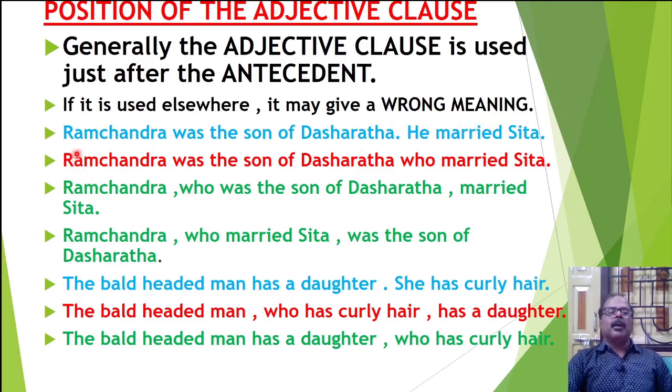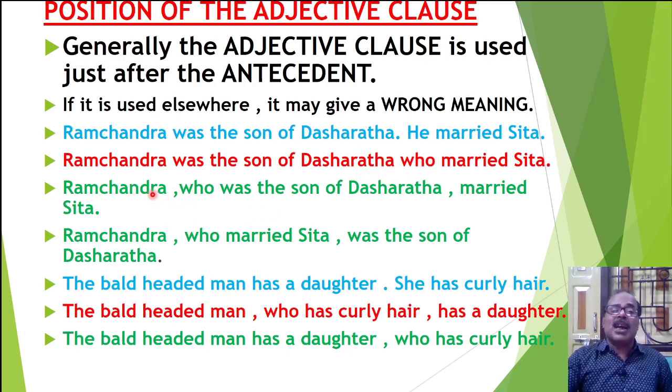See the example. Perhaps you are given two sentences and asked to join them with the relative clause. Ramchandra was the son of Dasharatha. He married Sita. If we write, Ramchandra was the son of Dasharatha who married Sita, see here he refers to Ramchandra. But if I place the relative pronoun after Dasharatha, it gives a shocking meaning. Instead of being the wife, Sita will be the mother of Ramchandra.